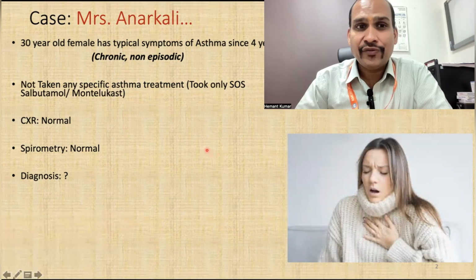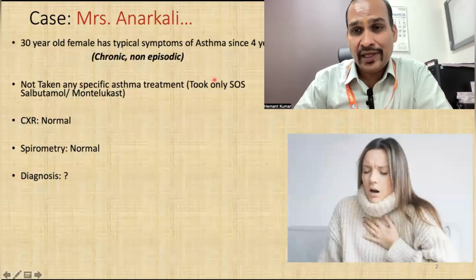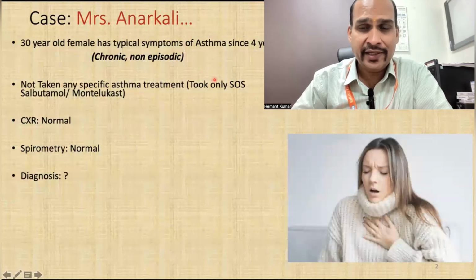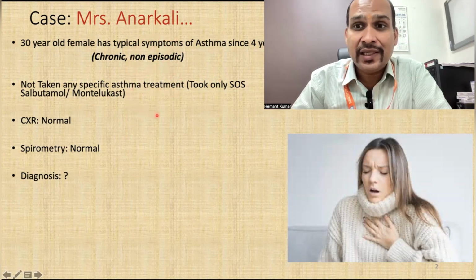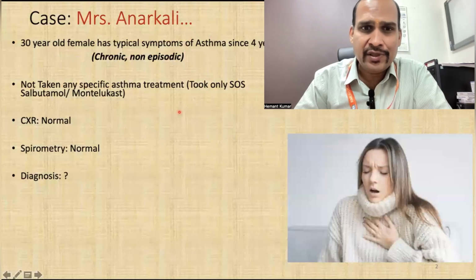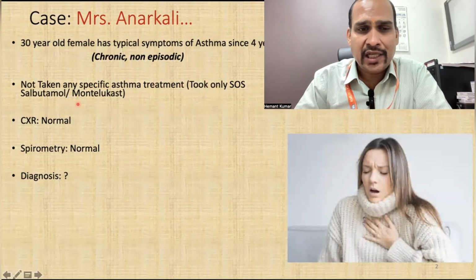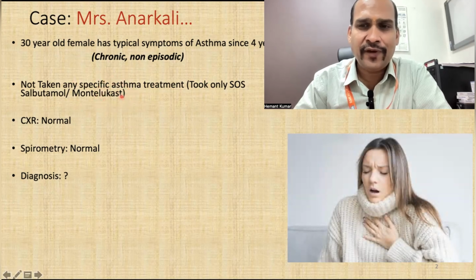So let's see FeNO. Before going inside, we will see one case, and by this case, we will have an idea where to do FeNO. This is a hypothetical case, not a real case. This is a 30-year-old female who has typical symptoms of asthma like wheeze, cough, chest tightness, everything for 4 years, which was chronic, non-episodic. Despite having these symptoms, she was not taking any inhaler or any specific treatment for asthma. Whenever she had symptoms, she used to take SOS salbutamol, and sometimes montelukast. Because of that, she was fine.